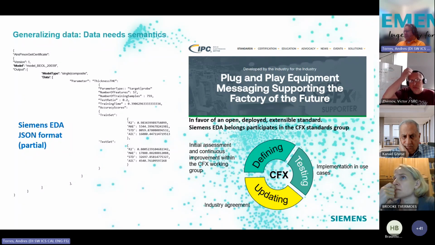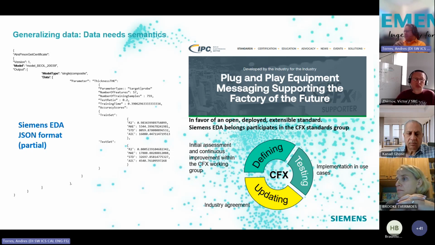Well, like I was saying before, we need to have data that has semantics. So we originally developed a JSON format that we were going to donate in some of the European projects that we are working on. Since then, we have been working with IPC on the CFX format, which is an open, readable format. The intention is that it provides all of the necessary meaning and information about the data being provided, so that any framework that is able to understand that data is able to utilize it.